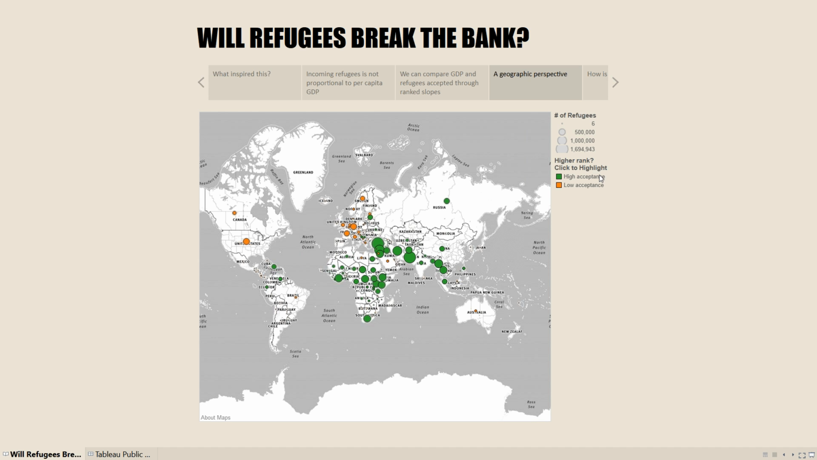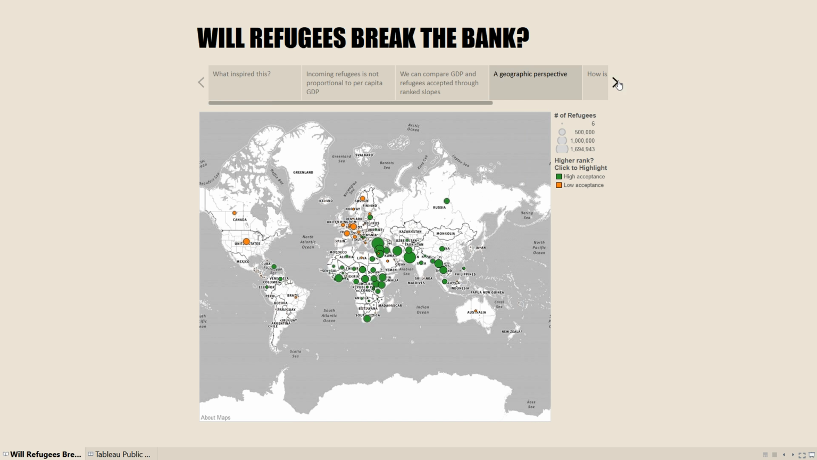The green are taking in more refugees, a high acceptance rate for refugees. The orange is a low acceptance rate for refugees. And then, of course, we also have it sized by the number of refugees. So you can see the biggest bubbles are green, and they're also in the Middle Eastern area with Turkey, Lebanon, Jordan. So, it's kind of unfortunate that that's what's happening.